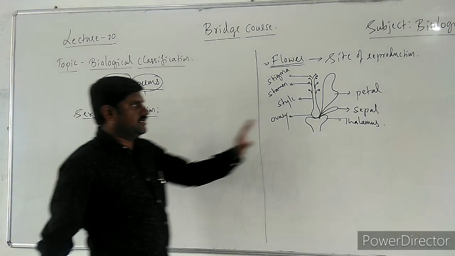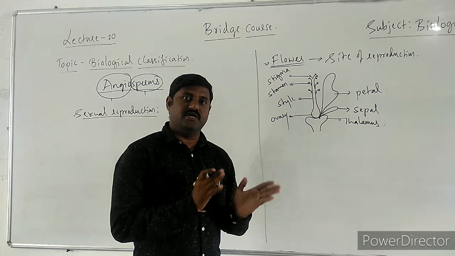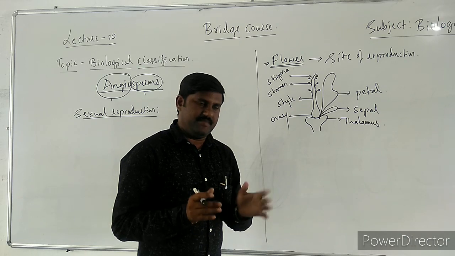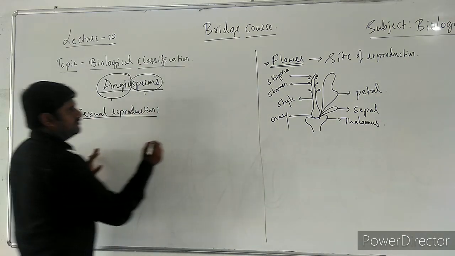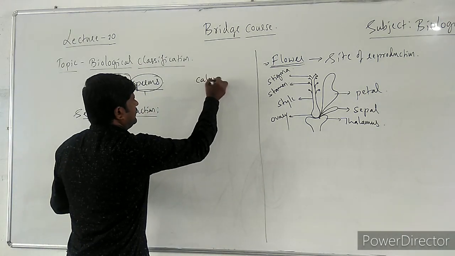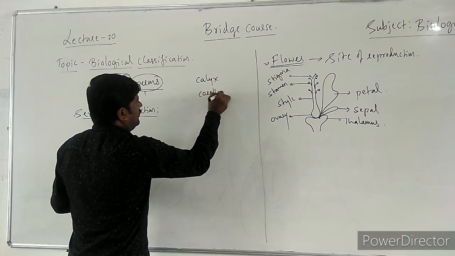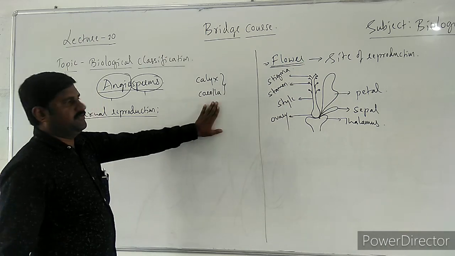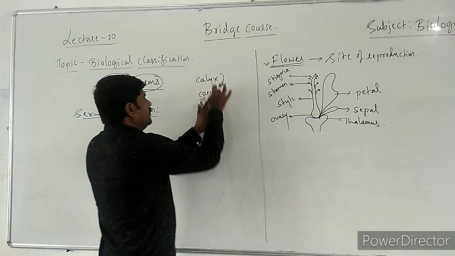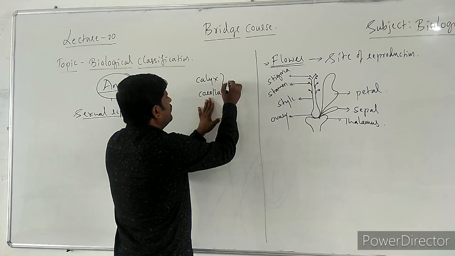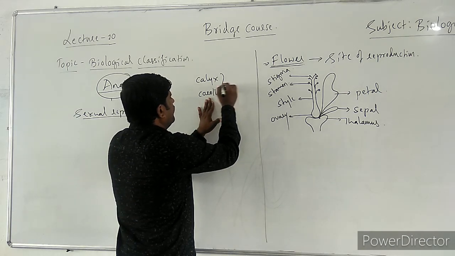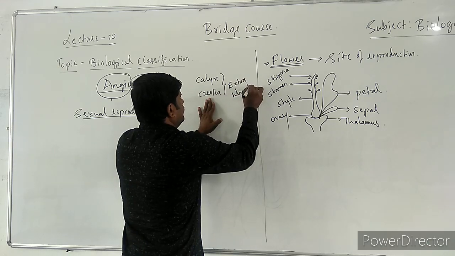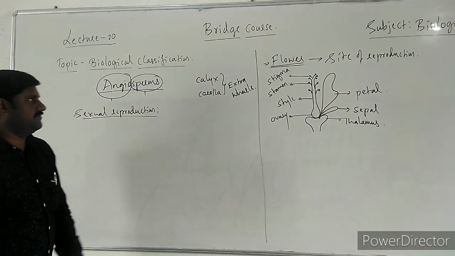So there are four major parts, commonly known as whorls of the flower. Among them, calyx and corolla do not take part in reproduction. Hence, these two whorls of the flower are called accessory whorls or extra whorls.